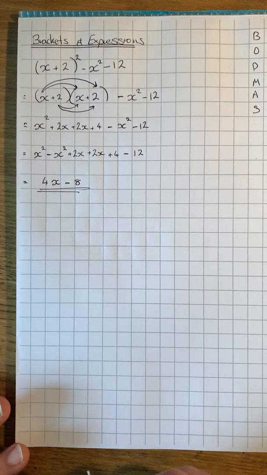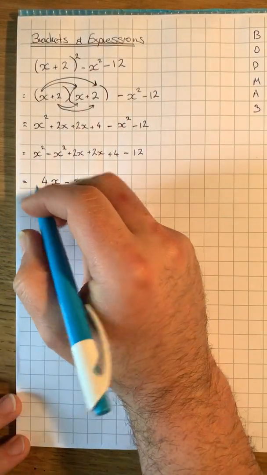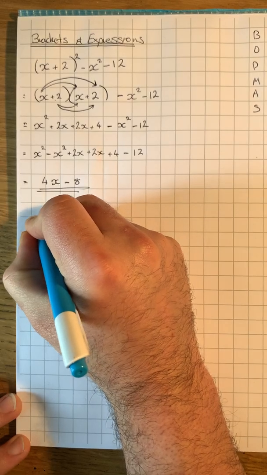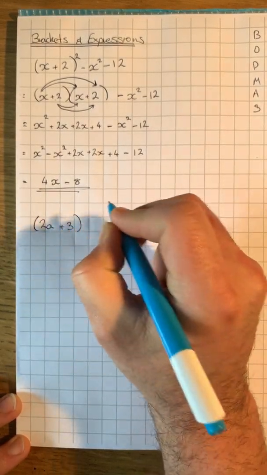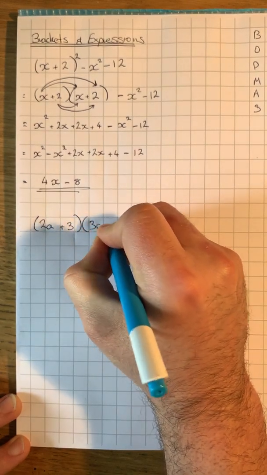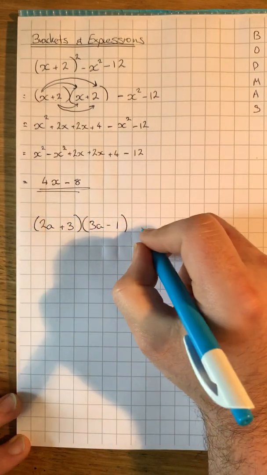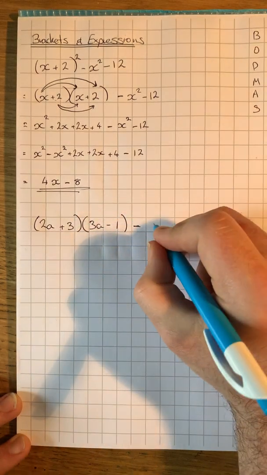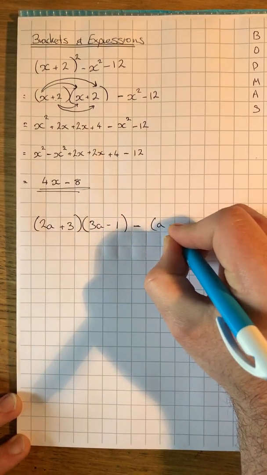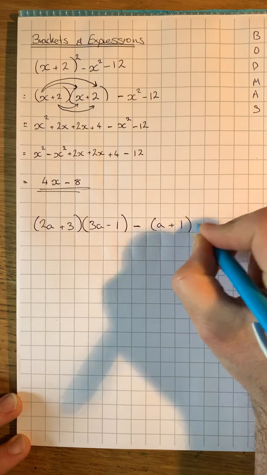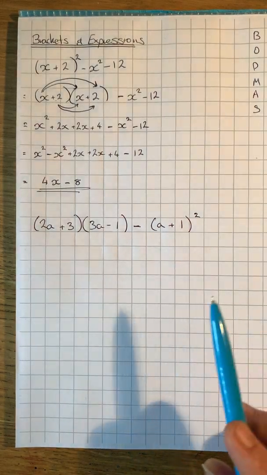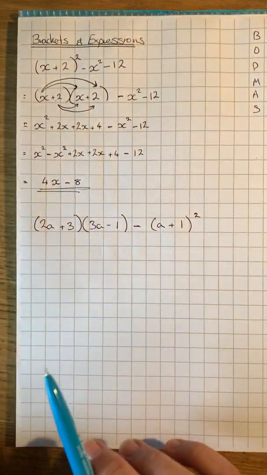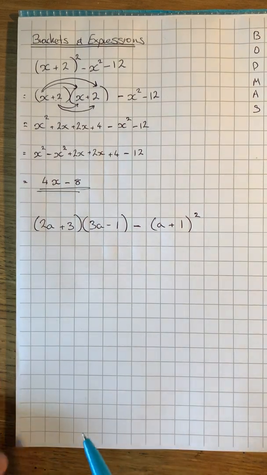But what if it was a bit bigger? So let's say we have (2a + 3)(3a − 1) subtract (a + 1) squared. Now, this is a bit of a bigger one, so we're going to have to take our time and be a wee bit careful here. So I'm just going to expand this out and show us what exactly it all means.